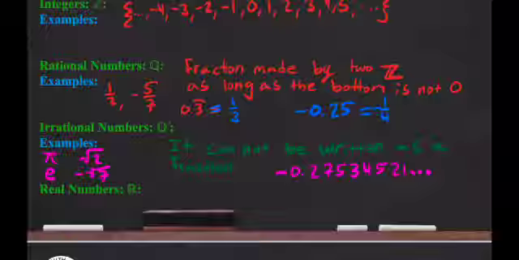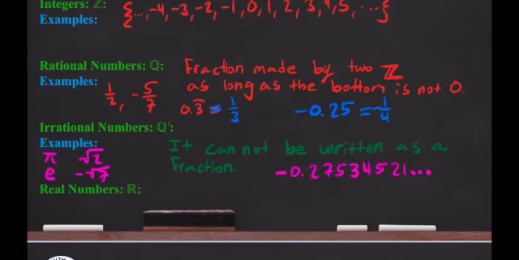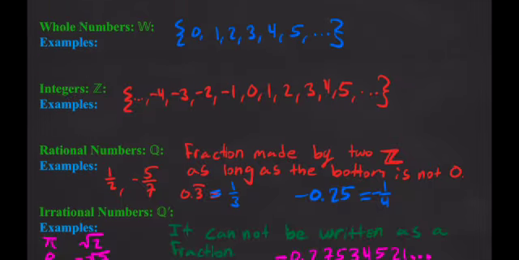Okay? Real numbers. All of these are real numbers. Okay? If it's a natural number, a whole number, an integer, a rational, an irrational, these are all real numbers. Okay? Those are all the numbers that can fit on our number line. So that is real numbers.